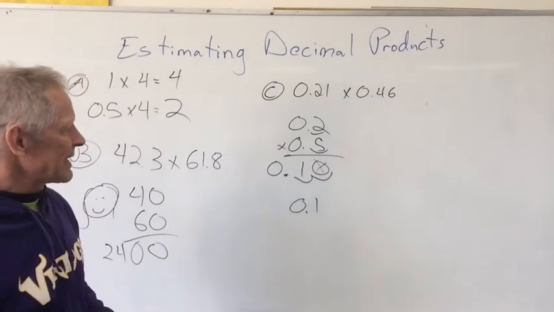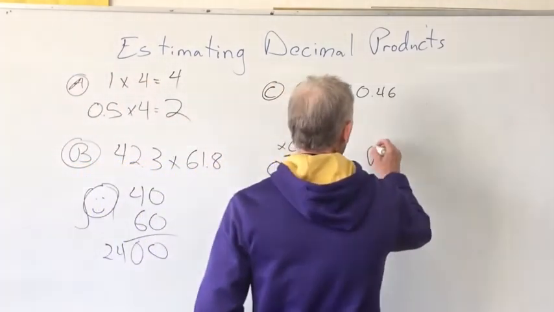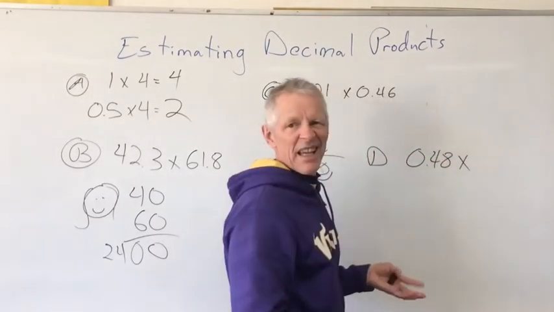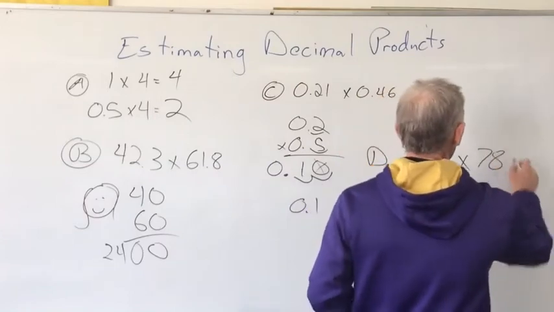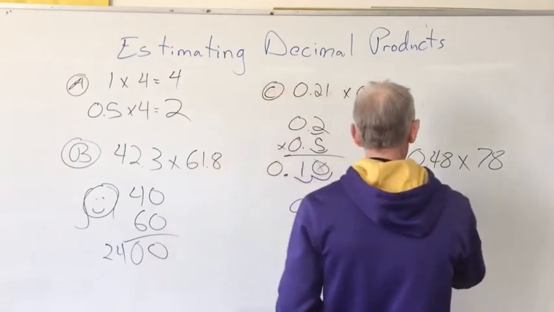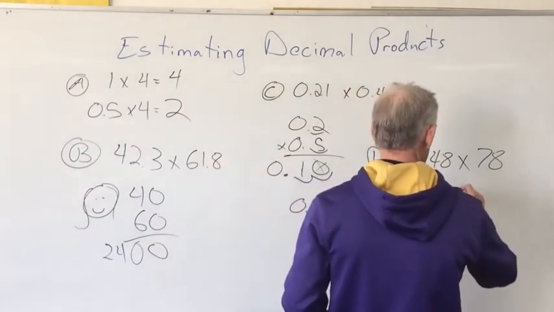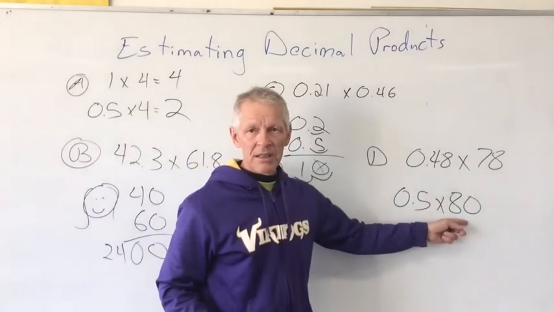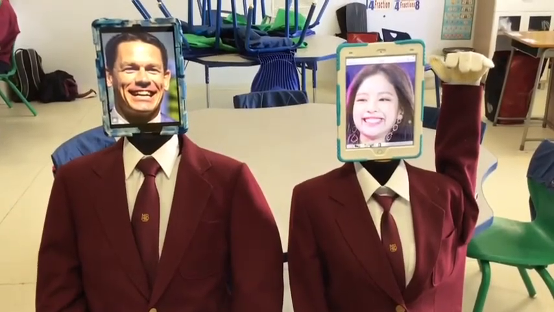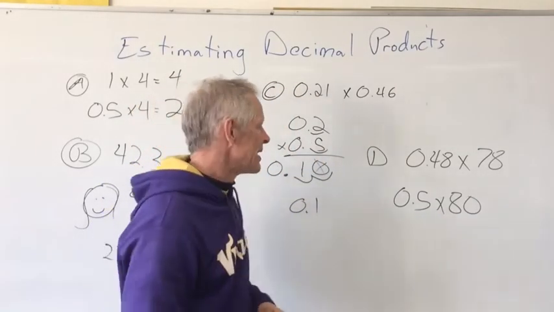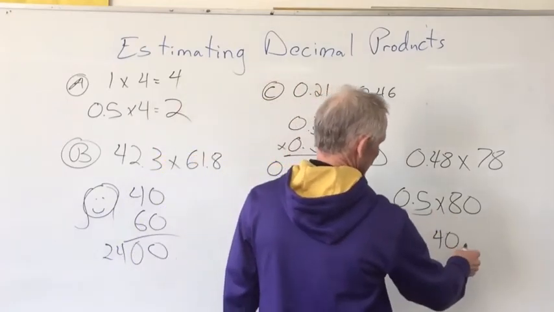So that would be about it. And that's estimating decimals. Let's just do one more, maybe D type. If we had maybe 0.48 times, let's say, 78. Again, we would try to make these into very manageable numbers. I would say 0.5 times maybe 80. That sounds good, right? Now, is your answer going to be bigger or smaller than 80? Smaller than 80. It is going to be smaller because this is less than 1 times 80.